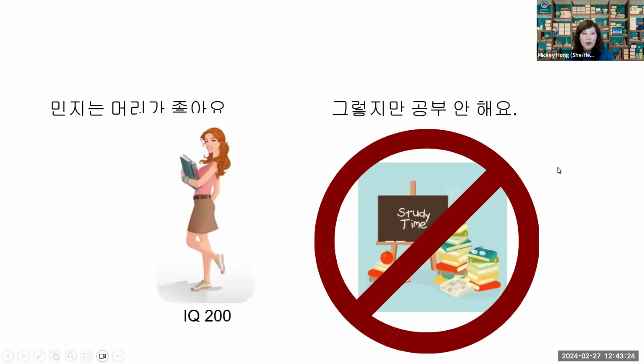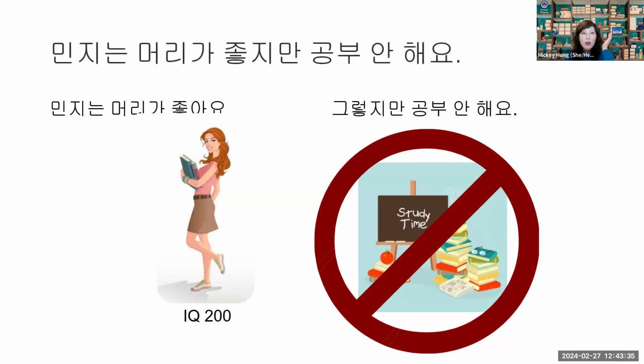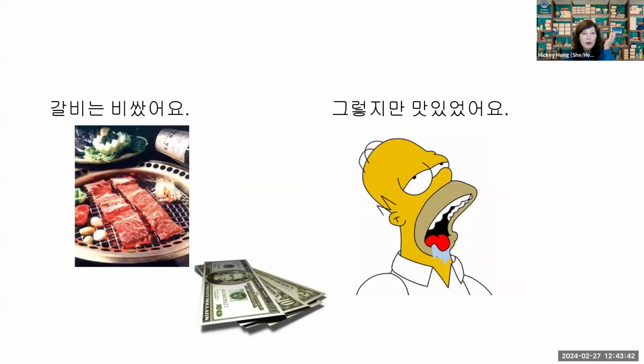It's interesting. 민지는 머리가 좋아요. Okay, literally, good brains, but she's smart. 민지는 머리가 좋지만 공부 안 해요. But then she doesn't study. She's smart, but she doesn't study.